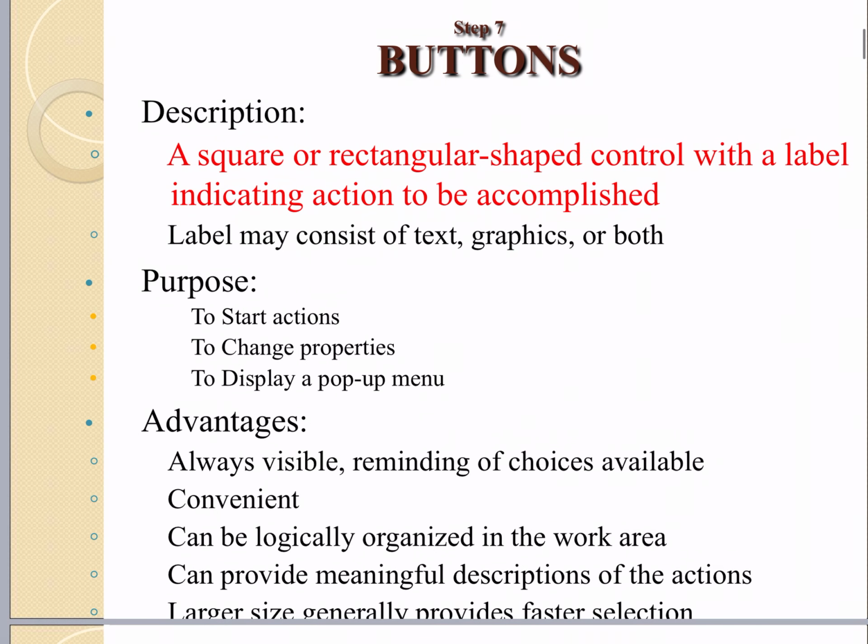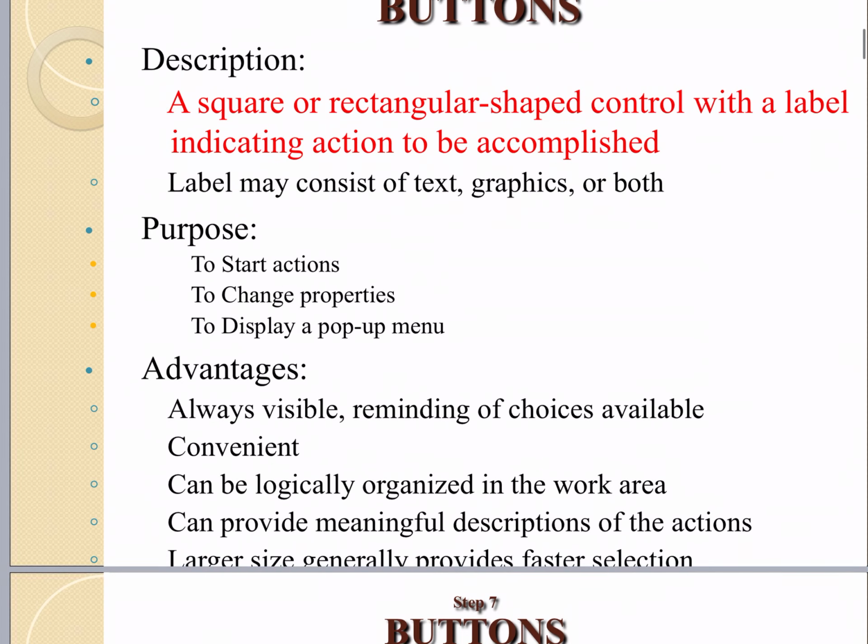When it comes to buttons, a button is a square or rectangular shaped control with a label indicating the action to be accomplished. The label may consist of text, graphics or both. Now what is the purpose of this? To start an action, to change properties, or to display a pop-up menu. Now we will see what the advantages of buttons are.